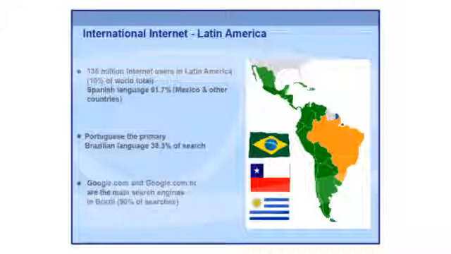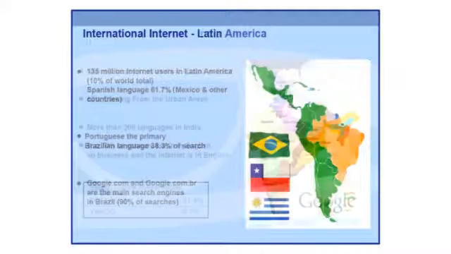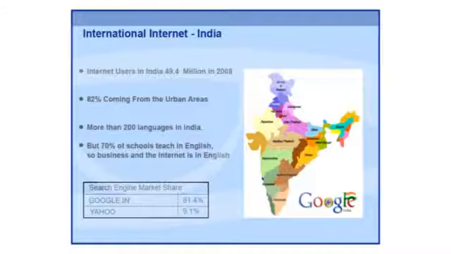So, for example, if you wanted to reach the South American market, you have to understand that the two main languages are Portuguese and Spanish, Portuguese for Brazil, Spanish for the rest of South America, and that 10% of the search on the internet in the world is carried out in that market. For the India market, although there are 200 languages spoken in India, most schooling is done in English, and so the business language and the internet language is English.